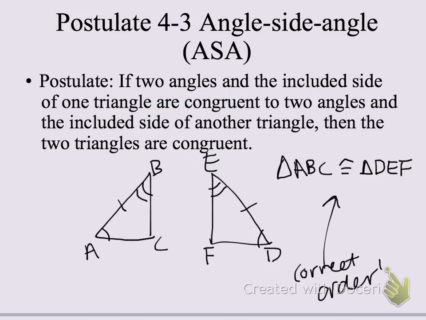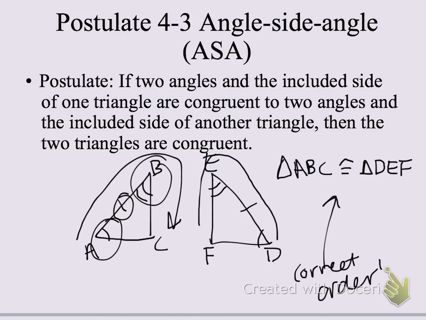Postulate 4-3, angle, side, angle. If two angles and the included side of one triangle are congruent to two angles and the included side of another triangle, then the two triangles are congruent. So we have our two angles, and then we have our side in the middle of them. Again, order matters. So if I'm going A, B, C, then I need to go D, E, F, because D is congruent to A, that's why they're in the same spot. E is congruent to B, and C is congruent to F. So they have to be in the correct order.